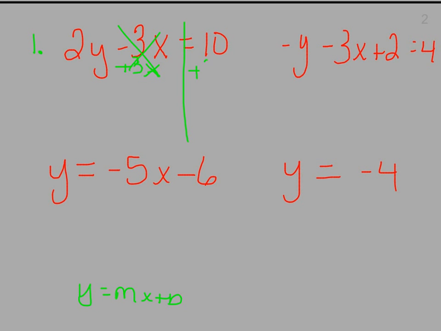I'm going to add 3x to this side. Now 3x and 10 are not like terms, so I'm going to scooch the 10 over and put the 3x right after the equal sign. That way it's in this form. And then that's a positive 10, so I'm going to write plus 10.